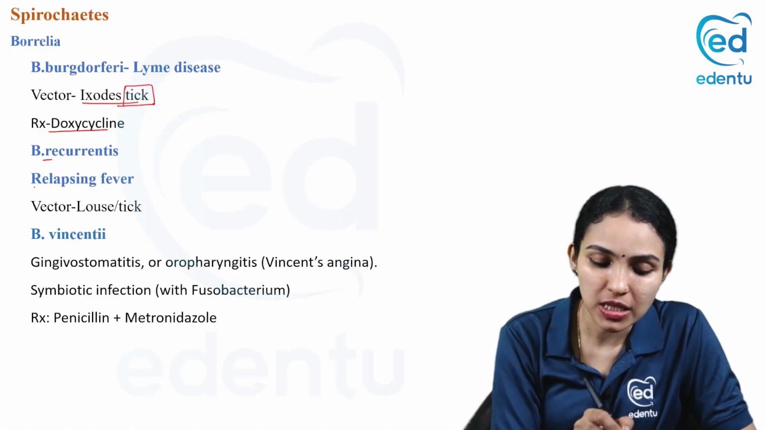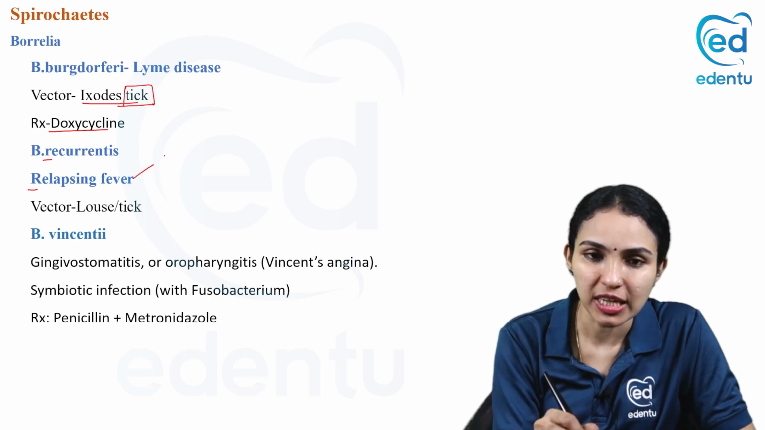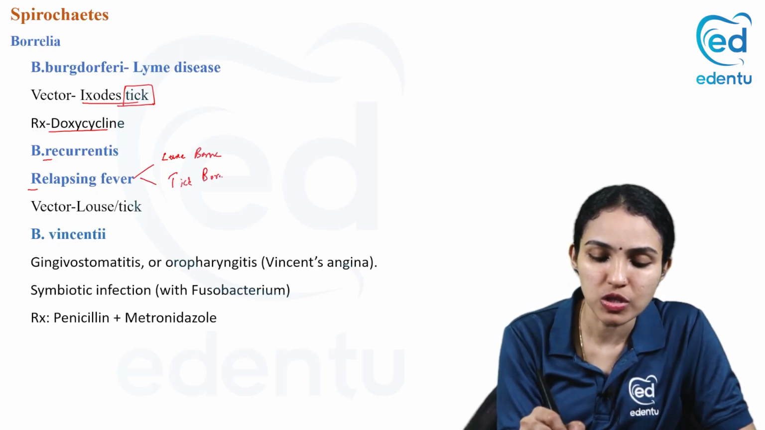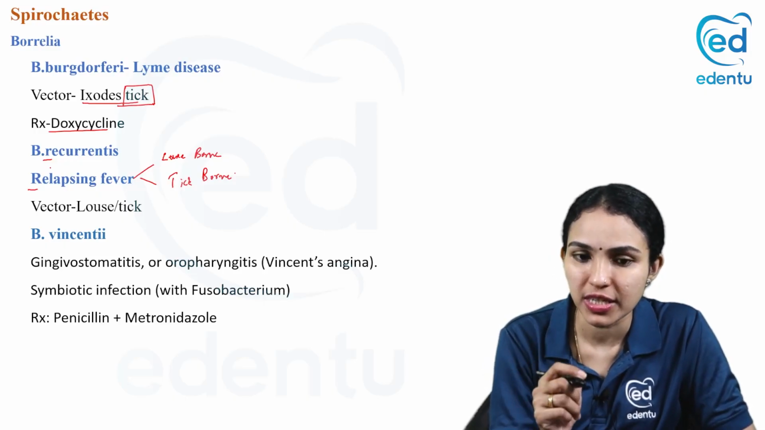Coming to recurrentis, it causes relapsing fever. Relapsing fever can be of two types. It can be louse borne, or it can be tick borne. The more common organism causing relapsing fever is recurrentis.